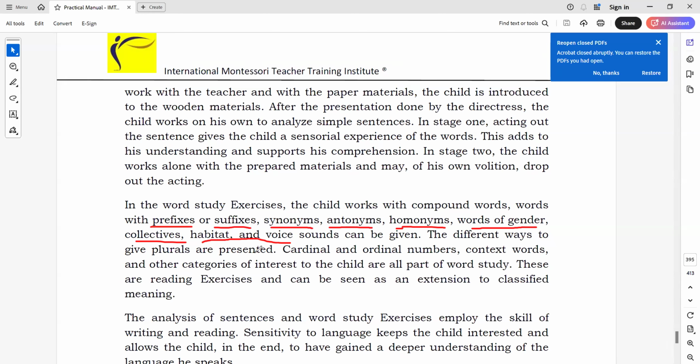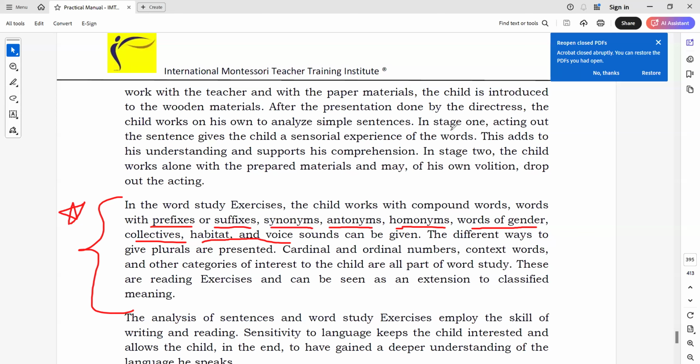There are so many things. Sometimes we also encounter singulars, sometimes plurals, right? So when I put all these together, the child is not just learning words, but indirectly the child is learning so much. So this paragraph is very important. Whenever you work on this lesson of reading analysis, make sure you pick words or lessons which will involve many of these exercises.